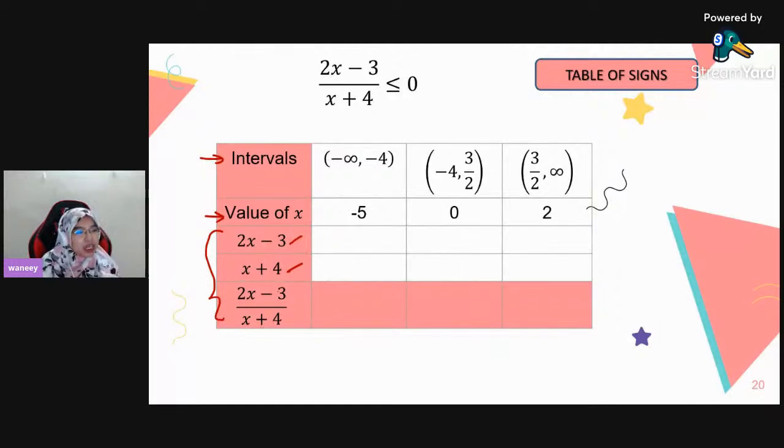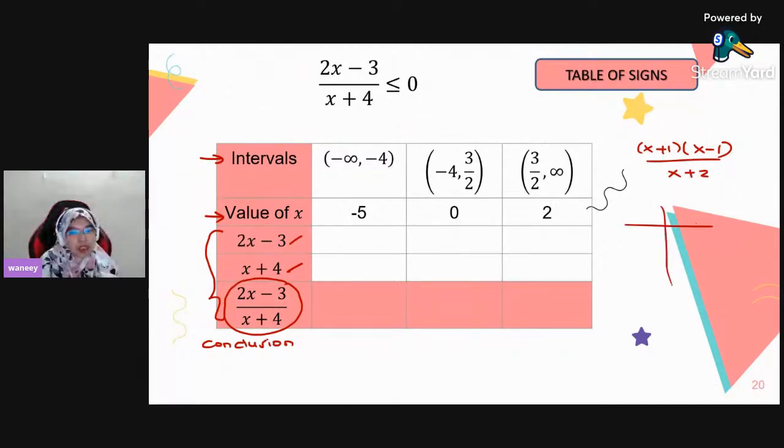And then yang bawah ni kalau tak nak tulis soalan balik, boleh letak conclusion. Either one. Kalau ada 3 factor lah kan, katakanlah kita ada x plus 1, x minus 1, and then x plus 2. Dan maksudnya dekat table tu, dia kena ada 3 jugalah. X plus 1, x minus 1, x plus 2. Lepas tu bawah sekali baru conclusion.